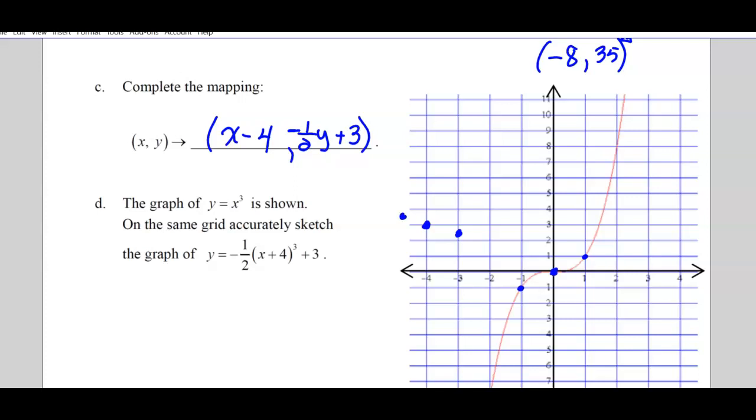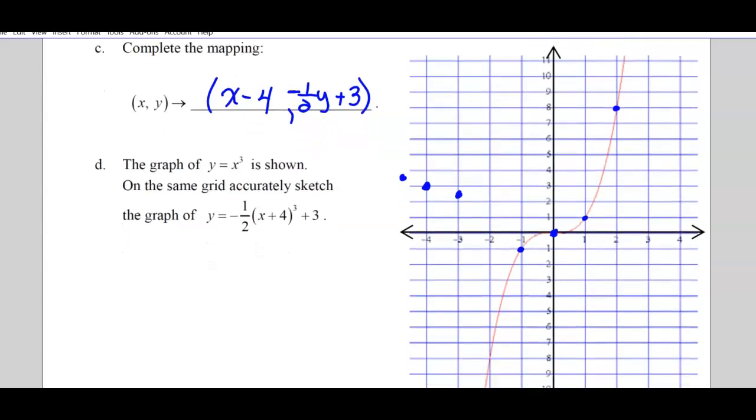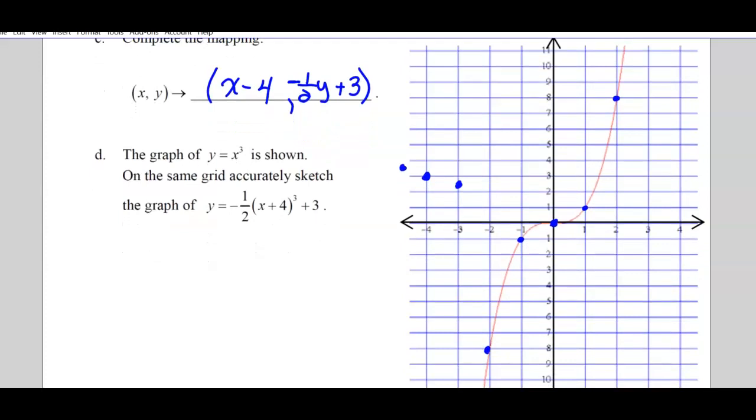Okay. And then maybe you want to choose one more set of points. Those are nice ones. So here, 8 times 1/2 is 4, reflected is negative 4. Up 3 to the left, 4. Okay, and then we're going to run out of space here.